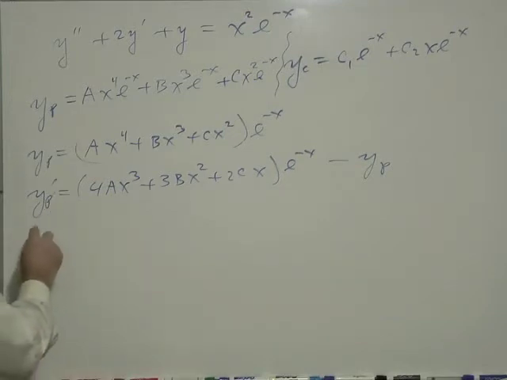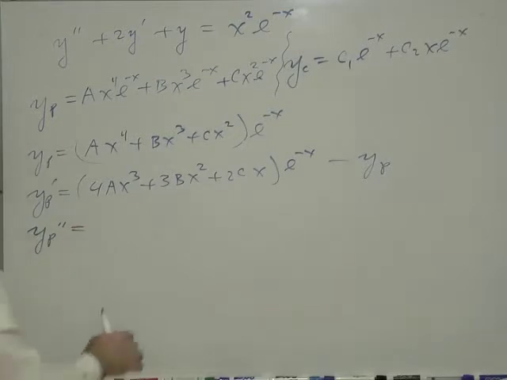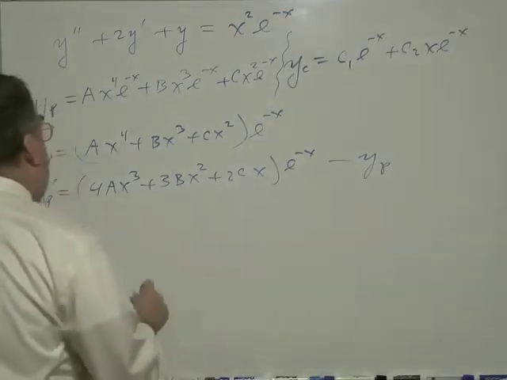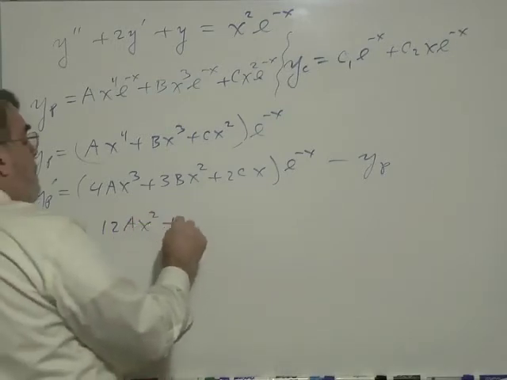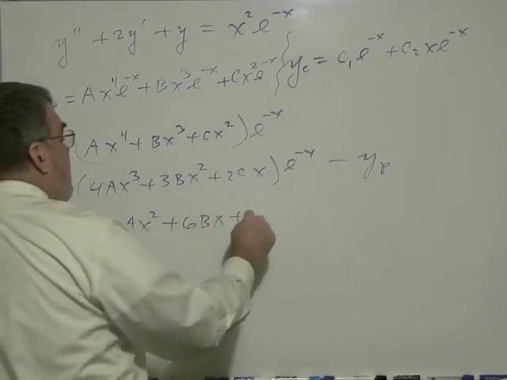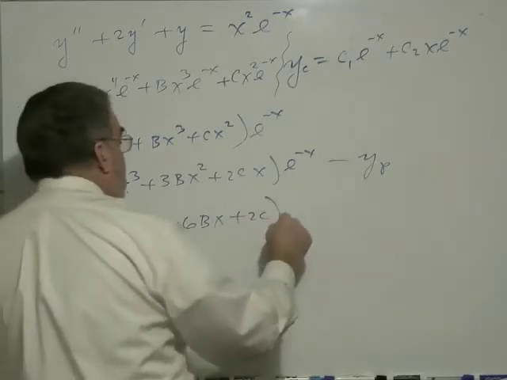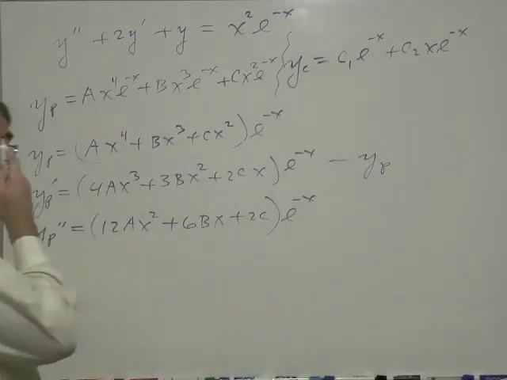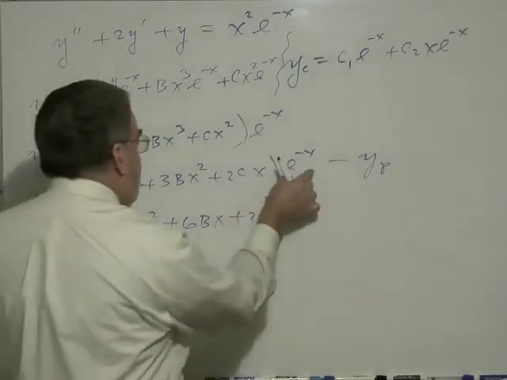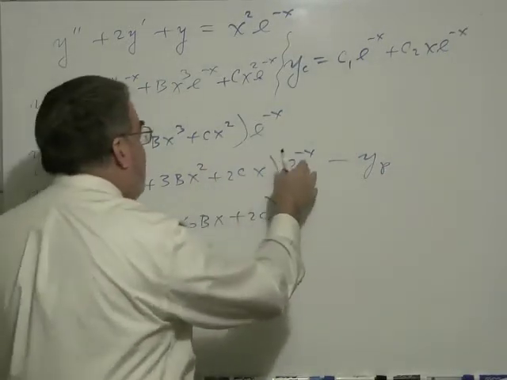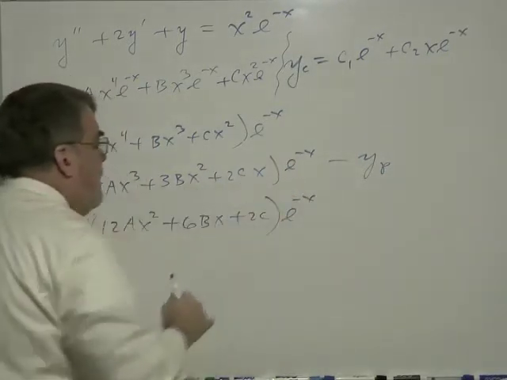Alright, second derivative. Again, I have a product rule here, so I have 12ax squared plus 6bx plus 2c, times e to the minus x. And then I've got the derivative of the exponential times the parentheses, so it's negative e to the minus x times this stuff.